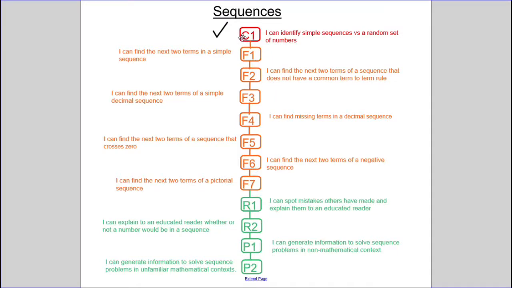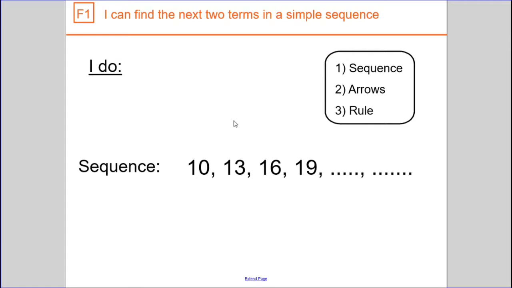In the last video, we had a look at C1. In today's video, we're going to be focusing on F1, F2, F3, and F4. You can find the next two terms in a simple sequence. Before even starting a question of this type, let's have a look at our three key steps for this unit. Number one would be our sequence, number two is our arrows, and number three is our rule.